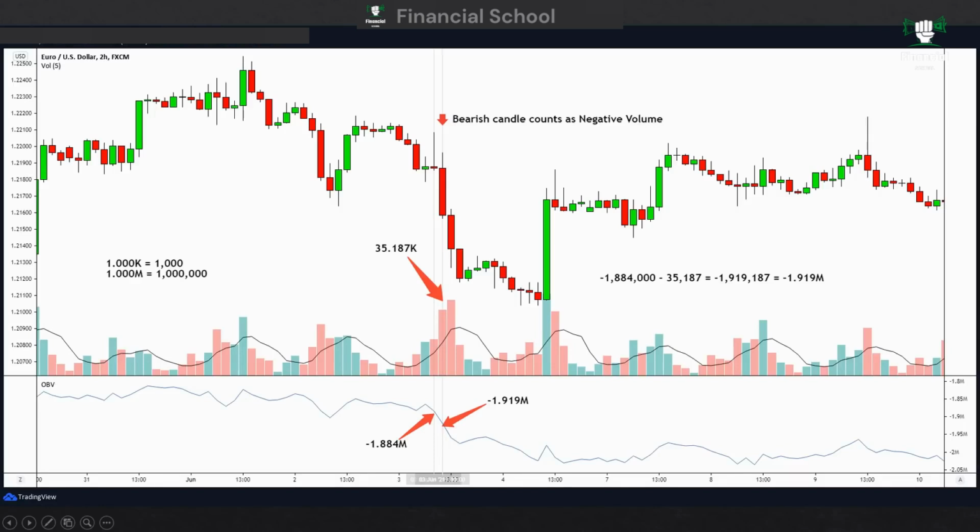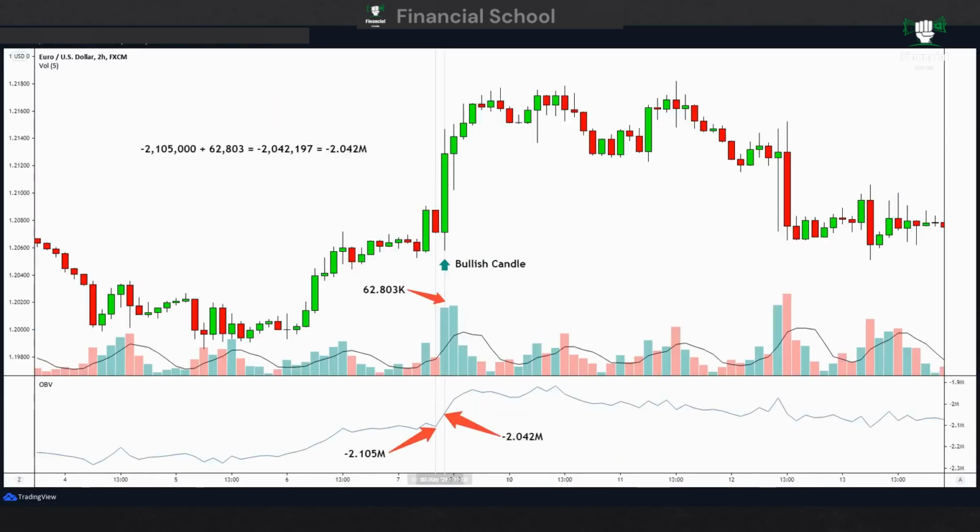In this chart, we have an example of a bullish candle adding to the OBV value. The volume corresponding to bullish candles counts as positive volume on the OBV. The large bullish candle has a volume of 62,803. If we add that to the previous OBV value of minus 2,105,000, we get the value of minus 2,042,000.